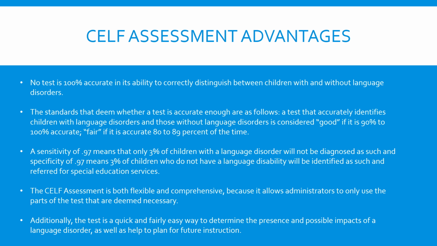So the self-assessment has a sensitivity of 0.97, which means that 3% of children with a language disorder will not be diagnosed, and 3% of children who do not have a language disability will be identified as such and referred for special education services. We did talk about sensitivity earlier and determined that it wasn't a valid determination based on sample sizes.